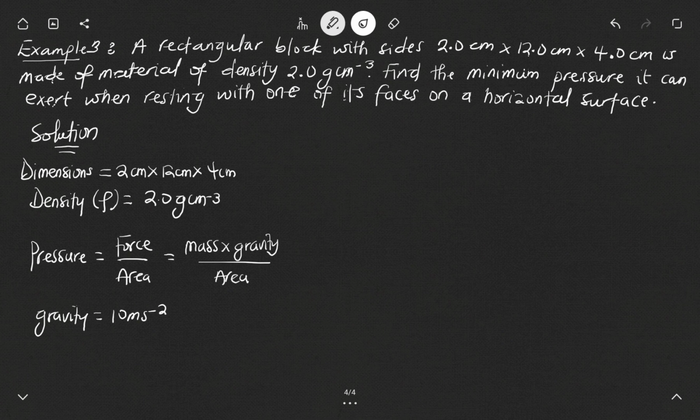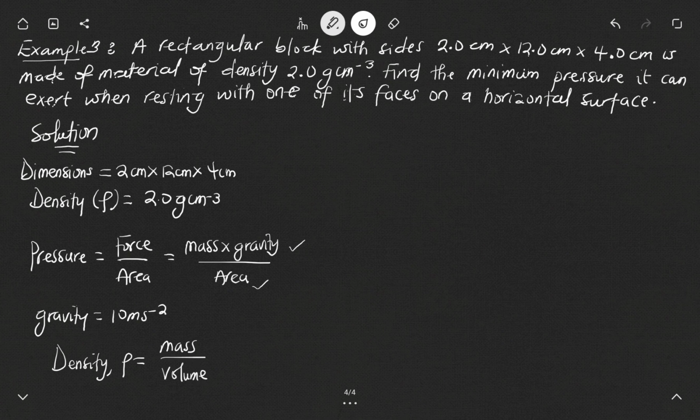Okay, so among all the parameters we have, or we are lacking, we have gravity, we can find the area, and then we are missing mass. So we need to find mass first. Now how do we find the mass? We know that density, or rho, is equal to mass over volume.